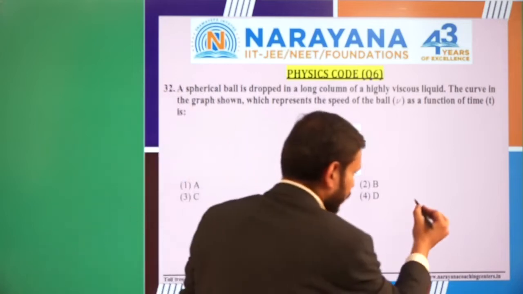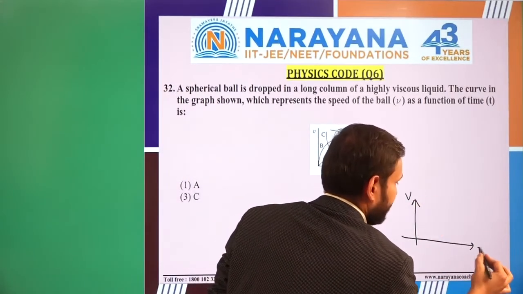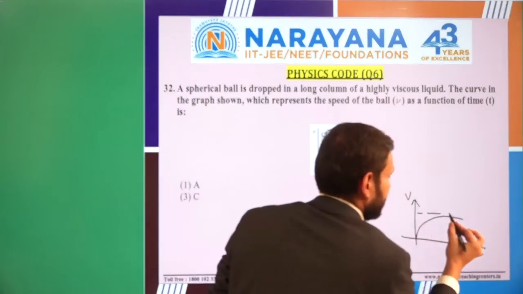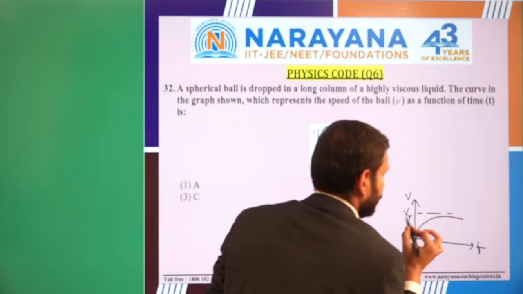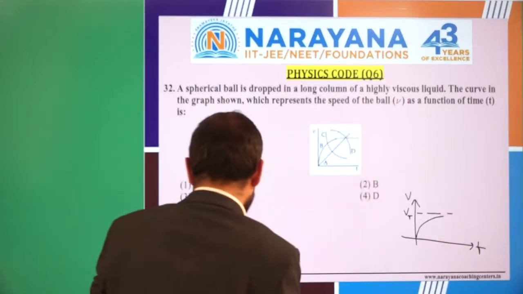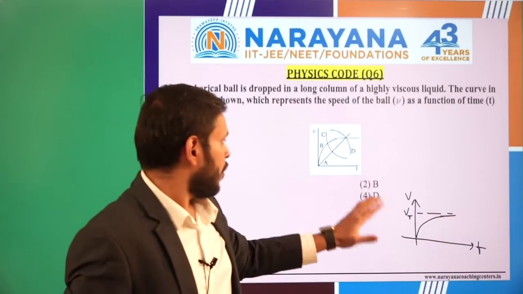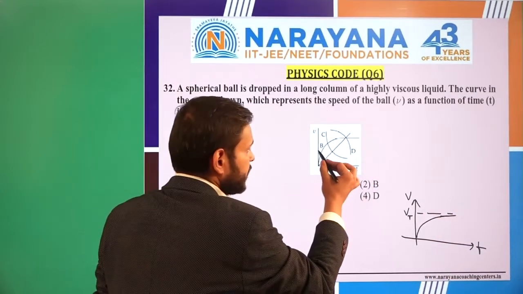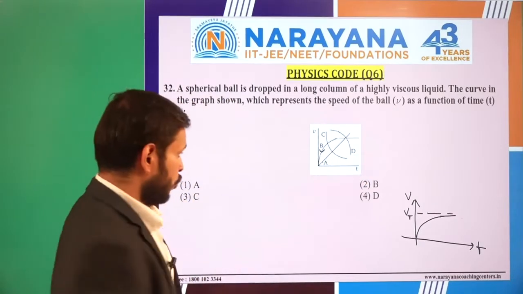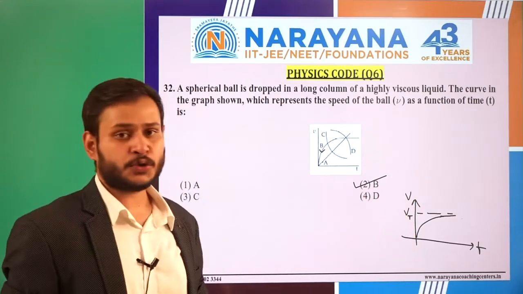So the graph of velocity versus time, right, it should be something like this, and we say that it will just attain a terminal velocity over here, right? This will just attain a constant value, so somewhere like this, and we see here option B is correct, right? So from this to, right, let's just move to the next question.